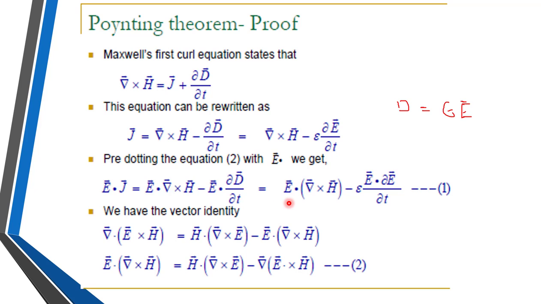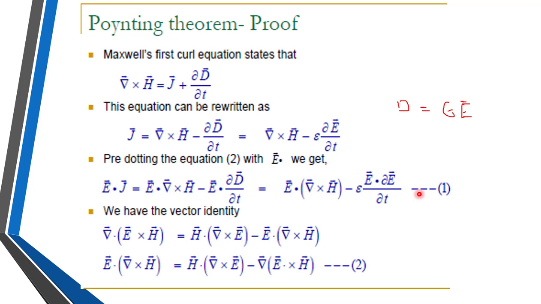Let us keep the first term as it is: E bar dot del cross H bar minus epsilon. Again I will replace this dou D by dou t by epsilon into E bar. Then epsilon is constant, so it is kept outside, and E bar is already there, and one more E bar with respect to t, so it is E bar dot dou E by dou t.